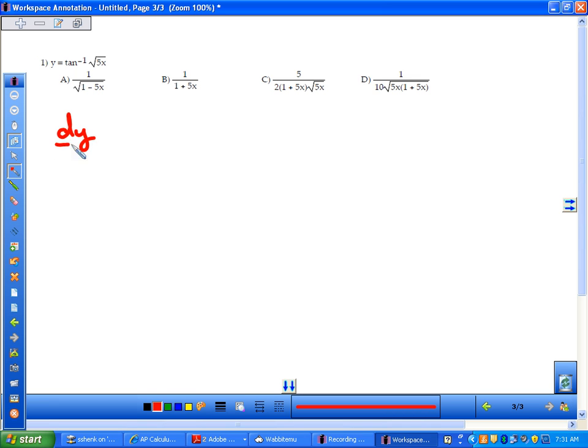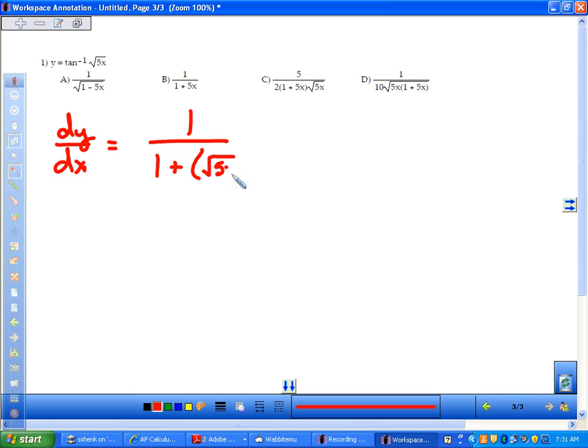Arctangent is the easier of the derivatives. It's just simply 1 over 1 plus u squared. So 1 plus u, where u is the square root of 5x, squared, times the derivative of root 5x. Well, root 5x is really 5x to the 1/2. What would be the derivative of that?